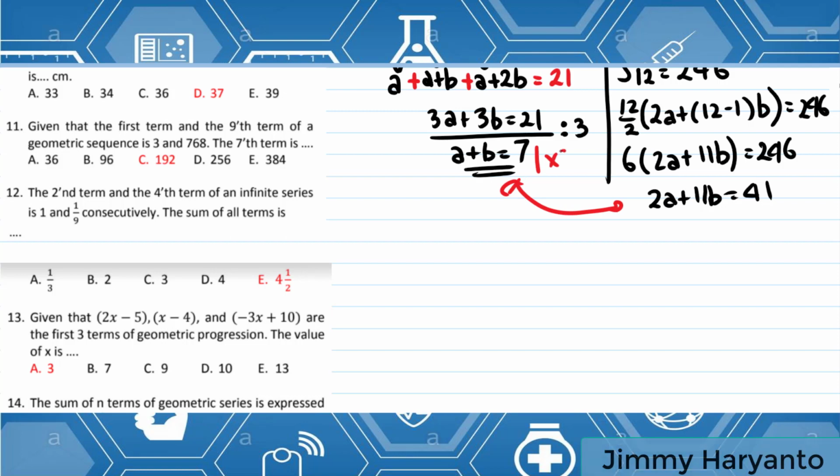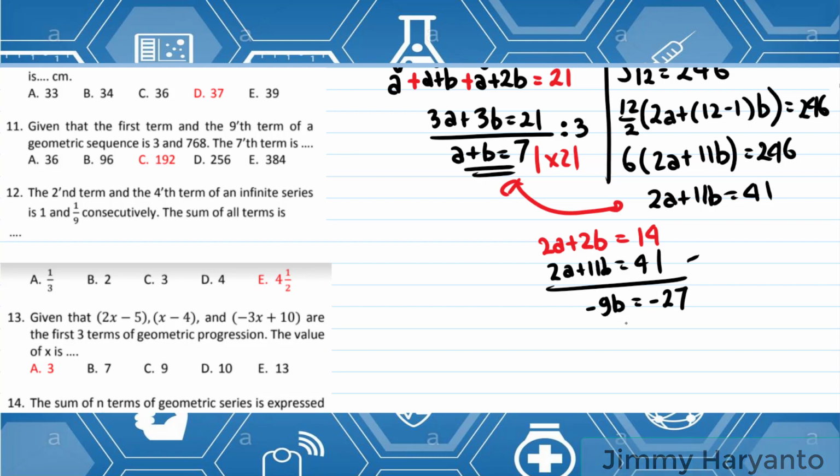I will times by 2 for the first one. Times by 2, it will be 2a plus 2b equals 14. The second one is 2a plus 11b equals 41. Minus it. Minus it, you will get negative 9b equals negative 27. So b equals 3, guys.